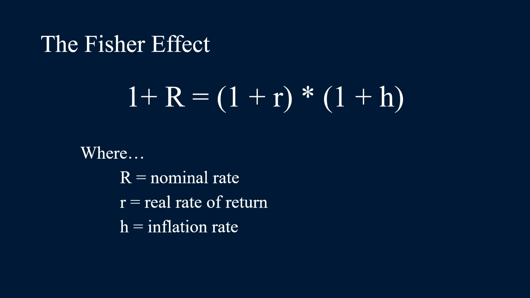The Fisher effect formula is 1 plus R equals 1 plus r times 1 plus h, where capital R equals the nominal rate, little r or small r equals the real rate of return, and h equals the inflation rate.